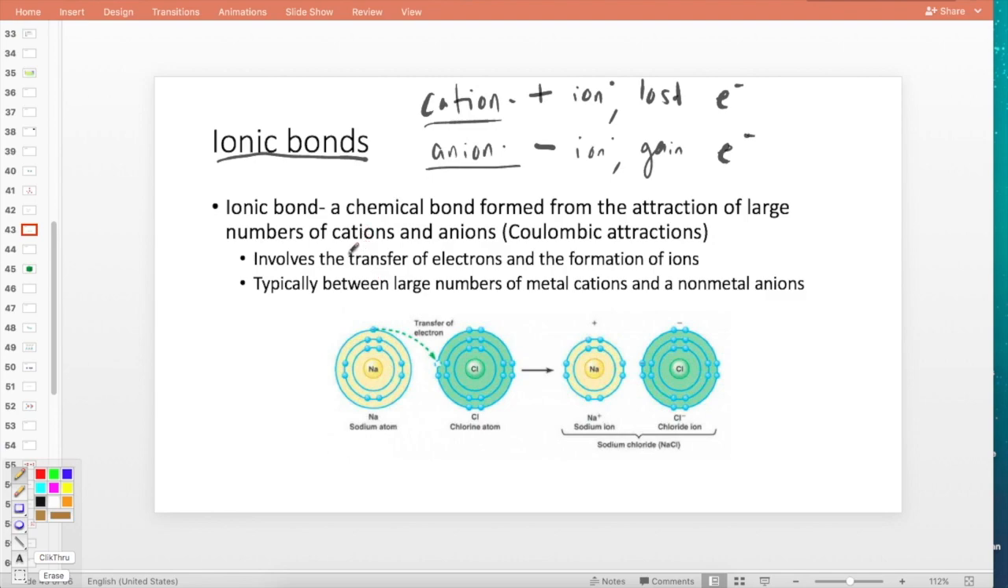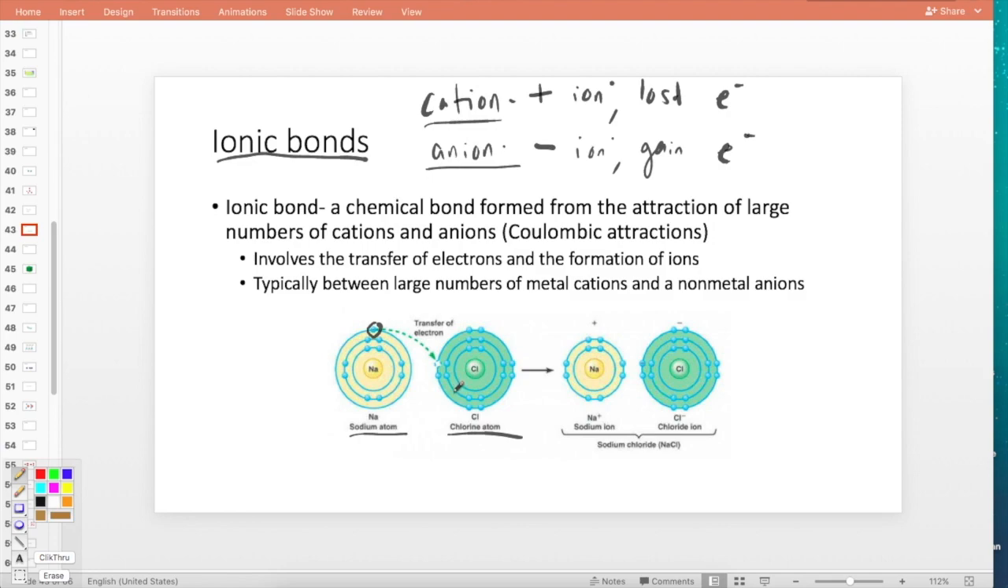One way of thinking about this is that the formation of ionic bonds involves the transfer of electrons and the formation of ions. Let's imagine, as you can see in my diagram down here, that a sodium atom and a chlorine atom come near each other. You can see in this energy level diagram that sodium has one valence electron. You can see in this diagram that chlorine has 1, 2, 3, 4, 5, 6, 7 valence electrons.